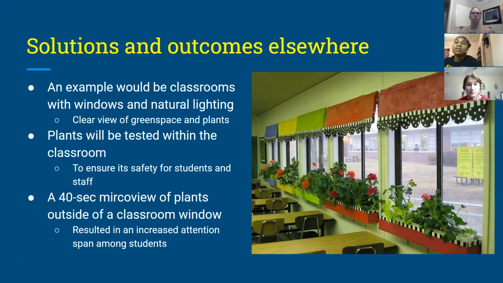Solutions and outcomes elsewhere: an example would be classrooms with windows and natural lighting. That would be a clear view of green space and plants. Plants will be tested within the classroom to ensure that it's safe for students and staff, to ensure that the plants are okay for allergies. A 40-second micro view of plants outside of a classroom window resulted in an increase in attention span among students.